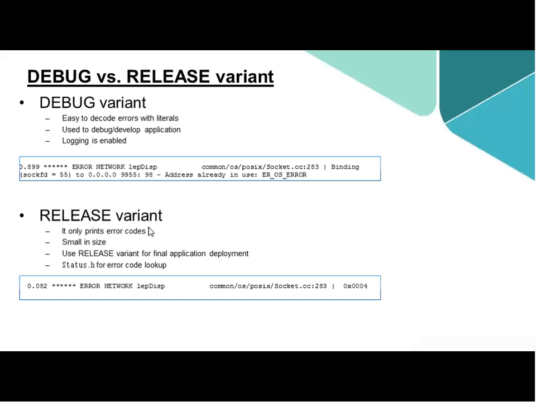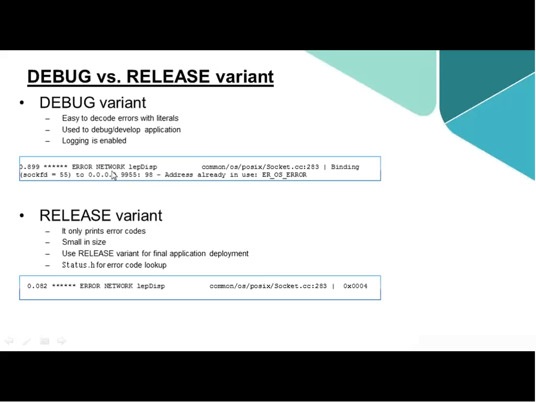The release variant is very small in size. It has to be used when you are going to deploy the application onto a production environment, or deploy your app to the app store or something like that. For the final deployment, you don't want to use the debug variant as that is bigger in size. The release variant, which is a very trimmed down version, is the one that should be used. I have given an example of how an error message will look in the debug variant and the release variant. As you can see in this slide, the error refers to a socket binding failure because the port was already in use.